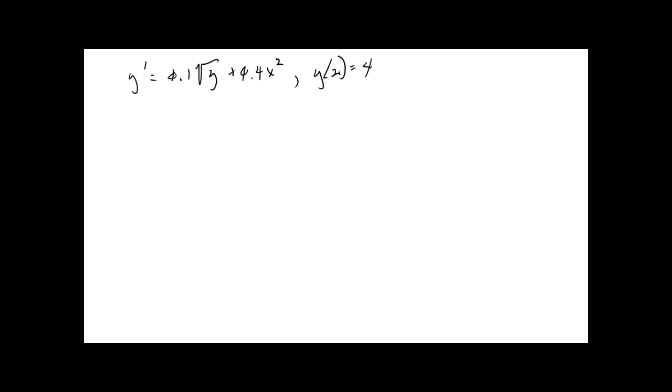Now here's what they say. This initial value problem cannot be solved directly by any of the methods considered in sections 2.2, 2.4, 2.5. Nevertheless, we can find approximate numerical values for the unknown function y of x. Y is a function of x. Specifically, we want to know y of 2.5. We know y of 2. We want to know what's happening on the way to 2.5. Okay?